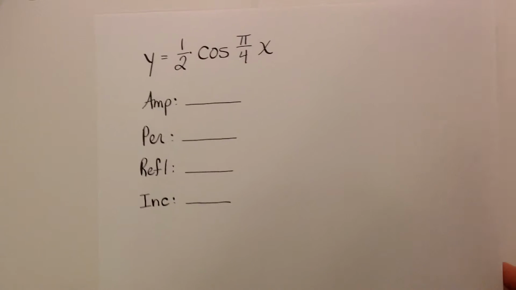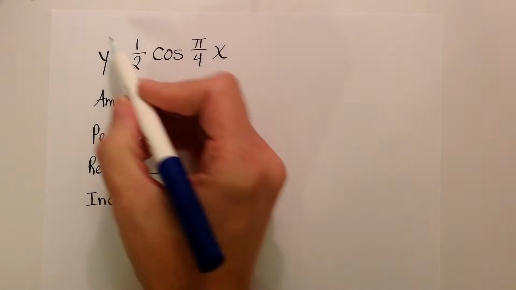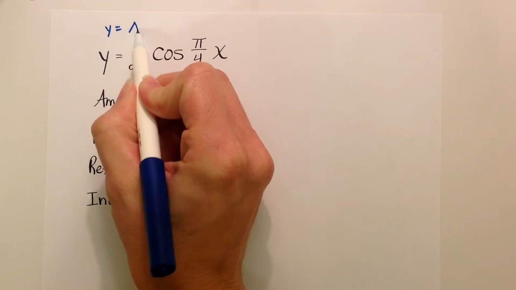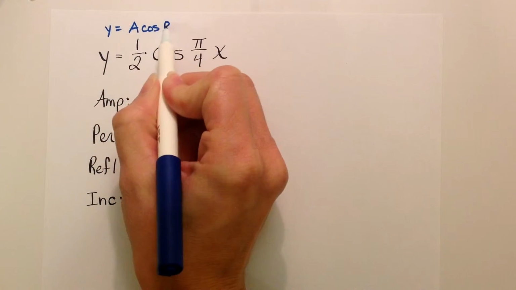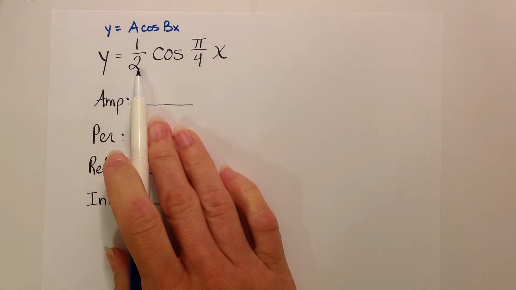All right, second example. Okay, for this problem, again, don't forget you have y equals a times cosine bx. The amplitude that I have here is 1/2.